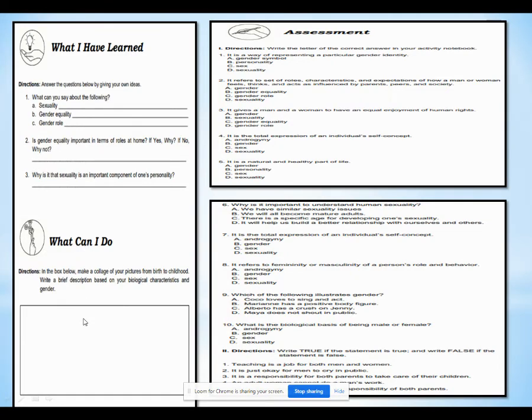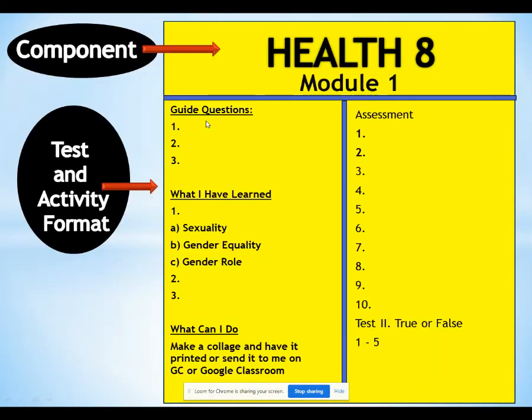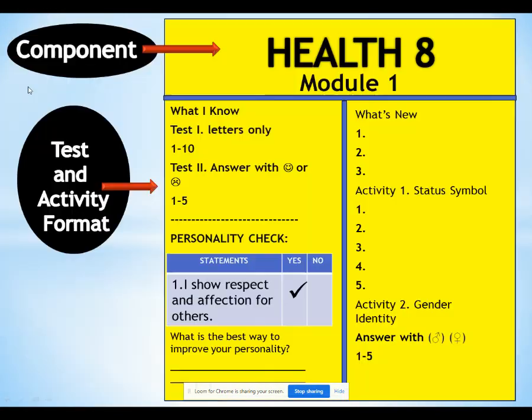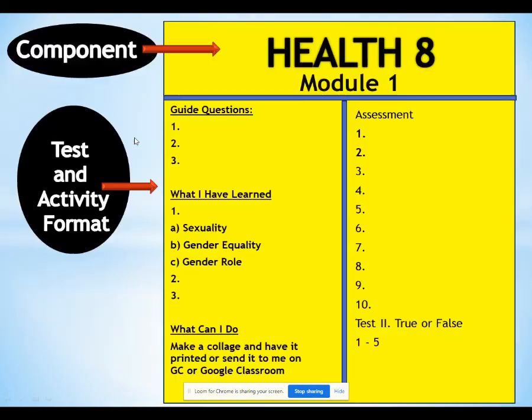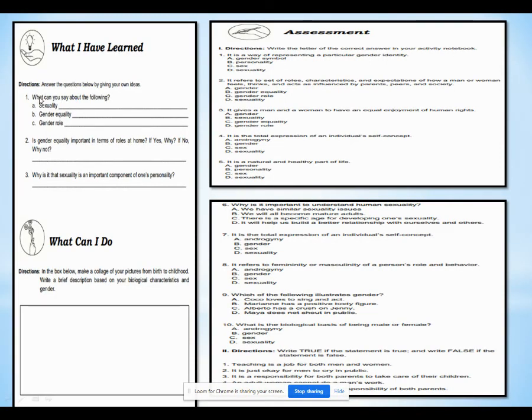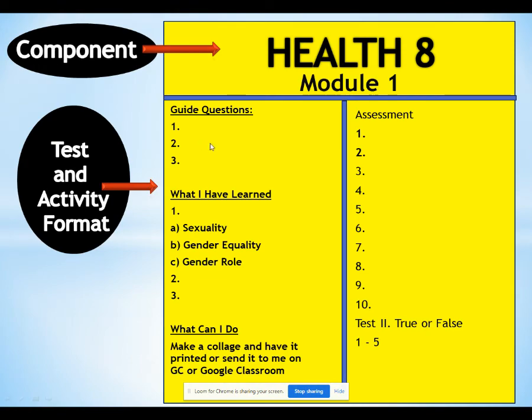And next, we have what can I do? You can send to me the picture. Pwede lang i-collage. I-send lang sa akon kung hindi na mo gusto magpa-print. And then we have, of course, assessment, test 1 and test 2. So for guide questions here, what I have learned. So what can you say about the following? So you put it there. What I have learned. So number 1, sexuality, gender equality, gender role. Then answer the question for number 2 and number 3.